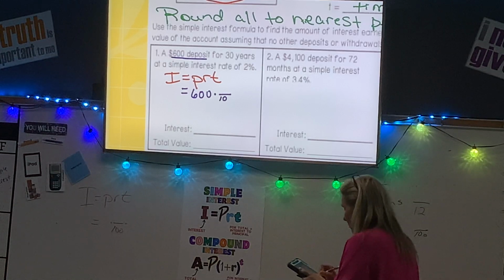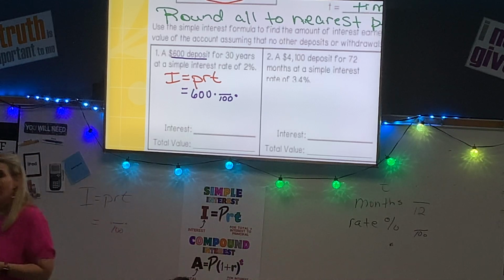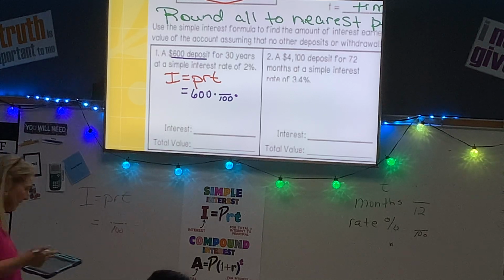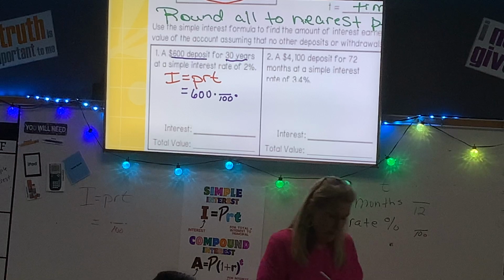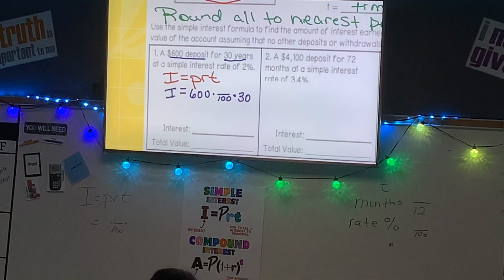I always set mine up like this because I know my rate has to go over 100. Your percent has to go over 100. Then it says 30 years. I put that in my T, and it's already in here, so I'm good to go. Then we have our percent is 2.